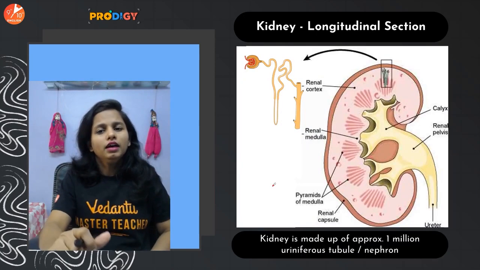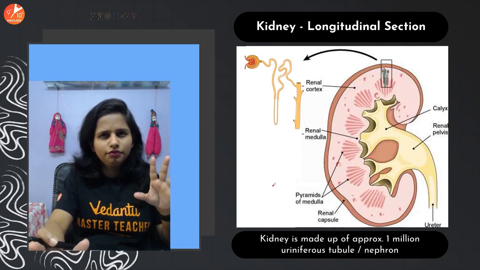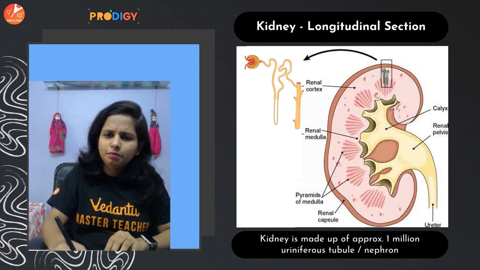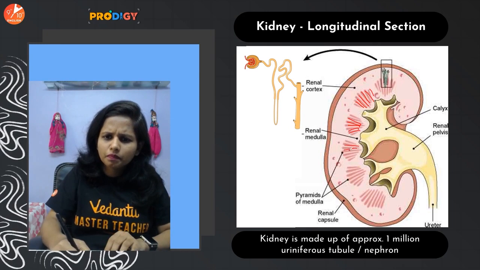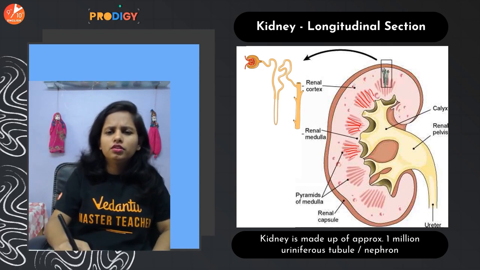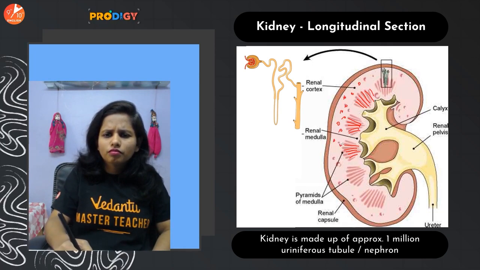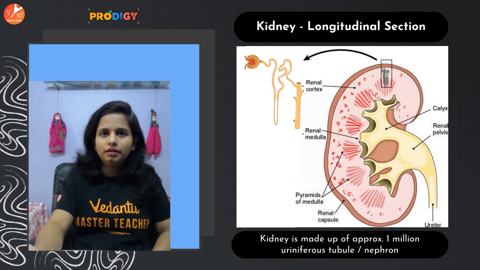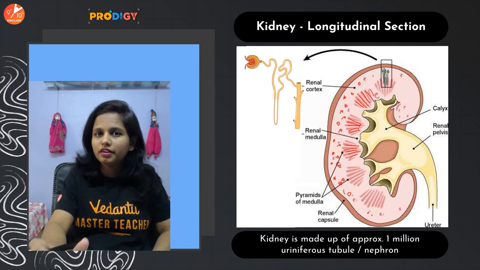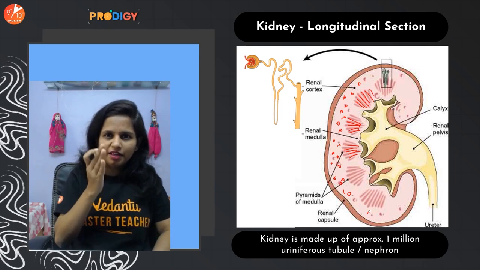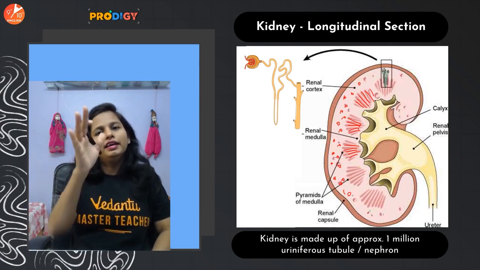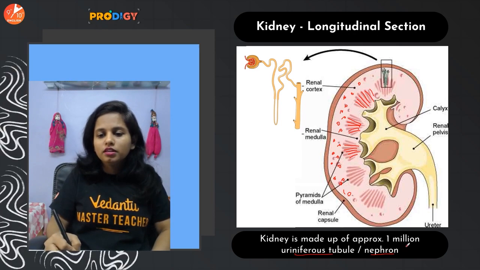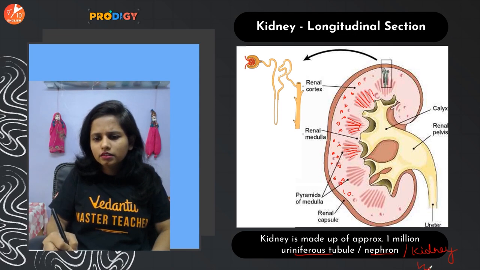Now students, if you see the appearance of the kidney, the pyramidal region or the medullary region shows a striped appearance. And if you see the cortex region, it shows a dotted appearance. Now, why? Let us try to understand. I say that kidneys filter the blood, but in reality, kidneys are not the ones filtering the blood. Inside each kidney, there are approximately 1 million tubules which actually filter the blood. These tubules are what we call nephrons. Nephrons are also called uriniferous tubules. They are also called kidney tubules.